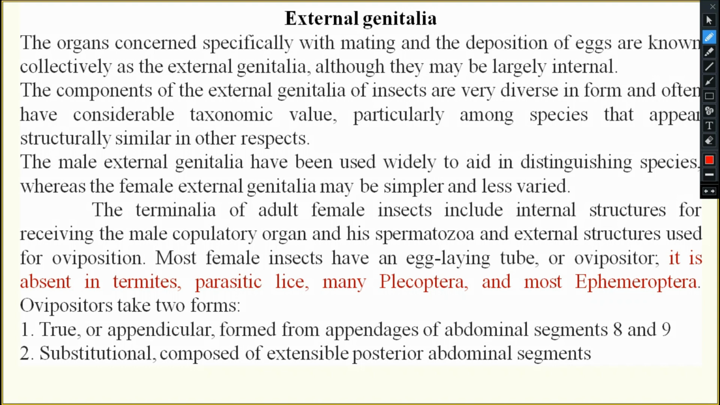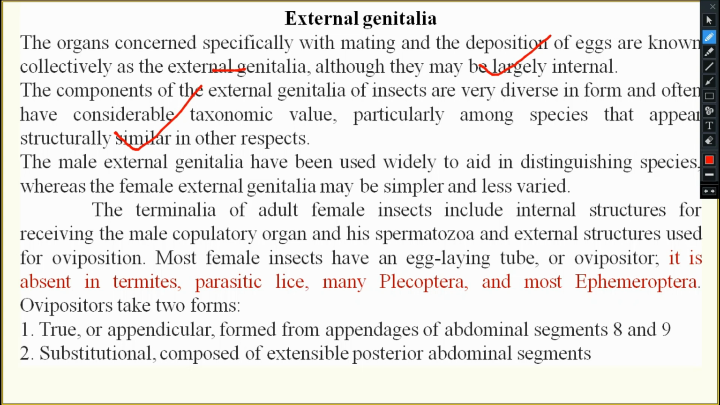The organs concerned specifically with mating and the deposition of eggs are known as external genitalia, although they may be largely internal. What is the meaning? They arise from the 8th and 9th abdominal segments, because the last segment is the 11th one. The components of the external genitalia of insects are very diverse in form and often have considerable taxonomic value, particularly among species that appear structurally similar in other respects. The male external genitalia have been used widely to aid in distinguishing species, whereas the female external genitalia may be simpler or less varied.